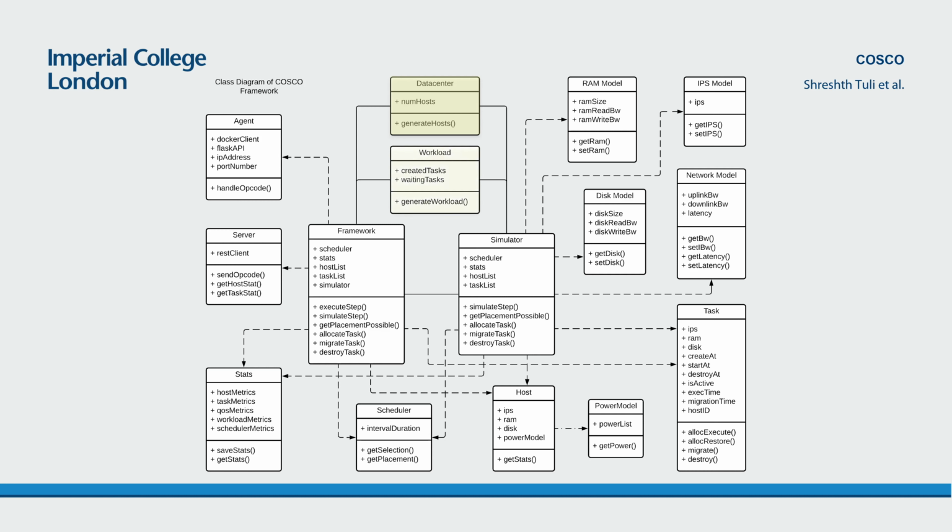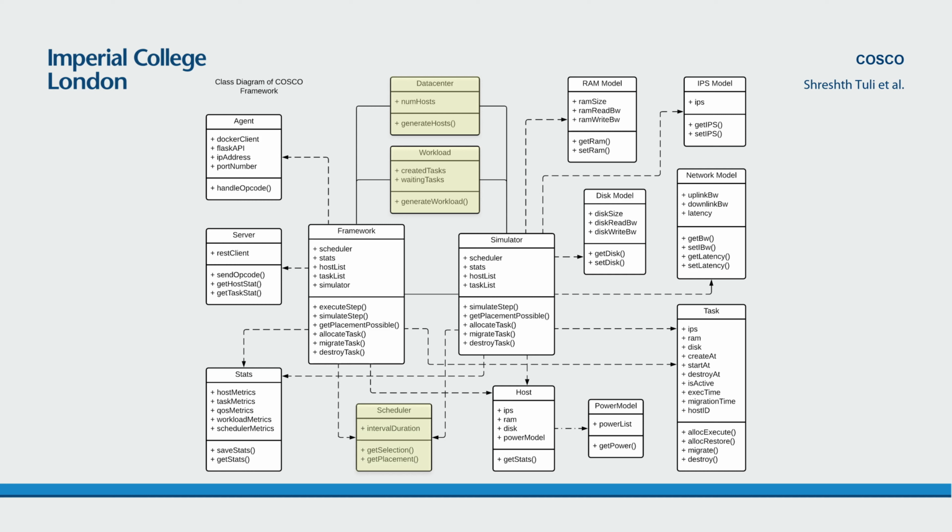The workloads are generated by the workload class. These are either time series models of IPS, RAM, disk, and bandwidth consumption in the case of simulation, or are actual application programs in the case of physical experiments. The application programs are realized via Docker containers.